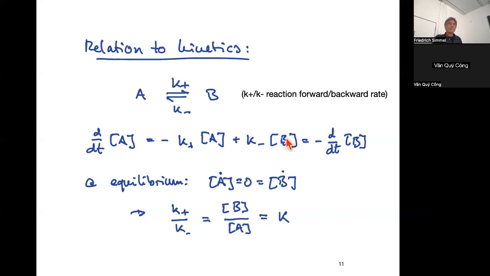Now at equilibrium, the concentration of A is supposed to stay constant, and then you can just set this equation equal to 0, and that you can solve, and it will tell you that the concentration of B divided by the concentration of A at equilibrium is given by the ratio of these rate constants. But on the other hand, we also know that this ratio is given by the equilibrium constant, and this is how you usually convert kinetics into thermodynamics.